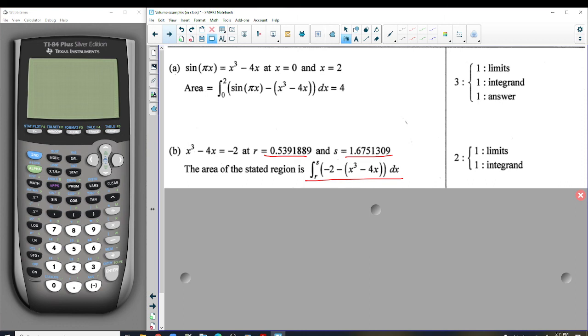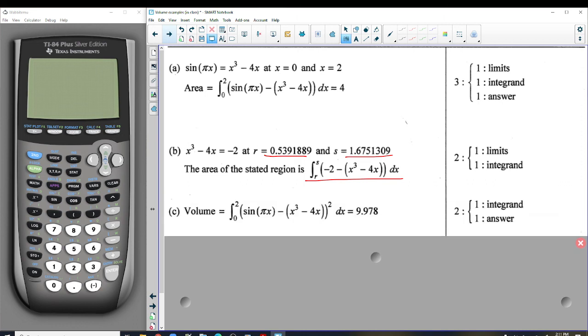I'm still pretty sure that works. For the next one, it's top minus bottom squared, because that would be side squared. There, the cross sections are squares perpendicular to the x-axis. So the side is sine of pi x minus x to the third minus 4x, top minus bottom. Then you're going to square that, because that's how you find the area of a square. Ends up being 9.978.